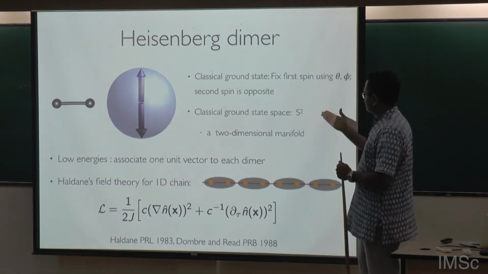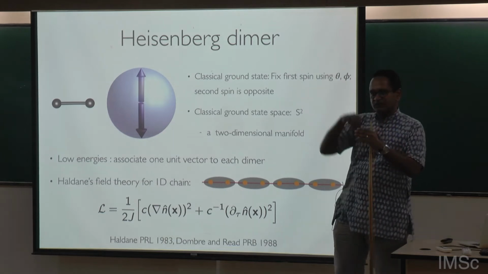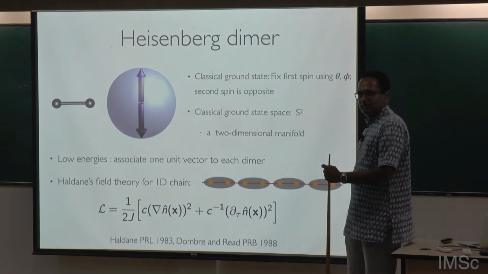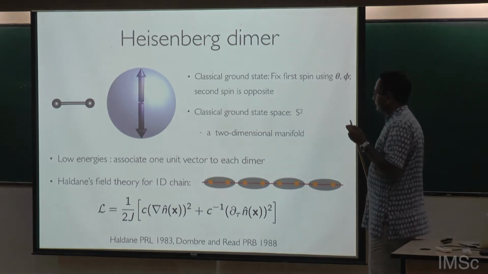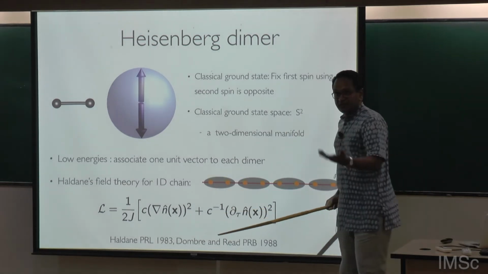It's the space of the surface of a sphere. As it's clear that this is actually a two-dimensional space. If you're on the surface of a sphere, you can move in two directions. And this is a two-dimensional manifold. I'll explain what that means in a bit. So that's an interesting point here. Okay. So this way of thinking about spins is actually a very useful tool.